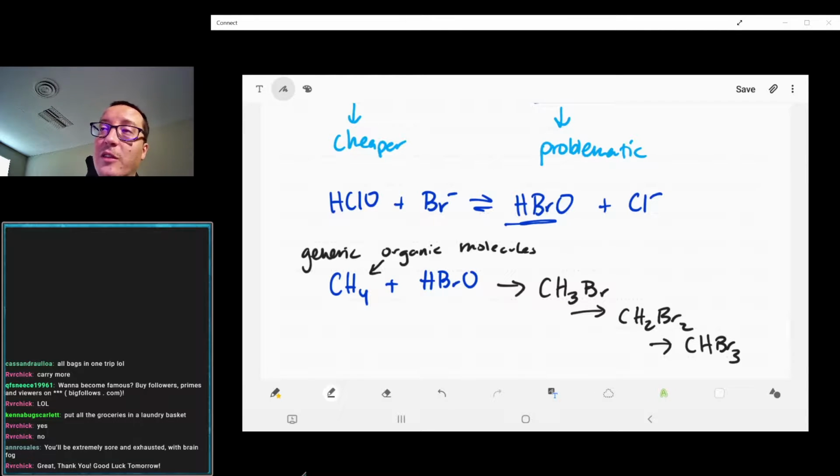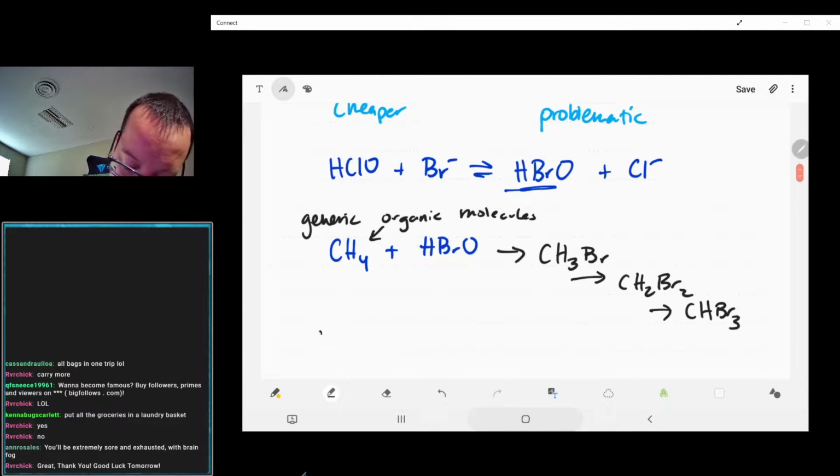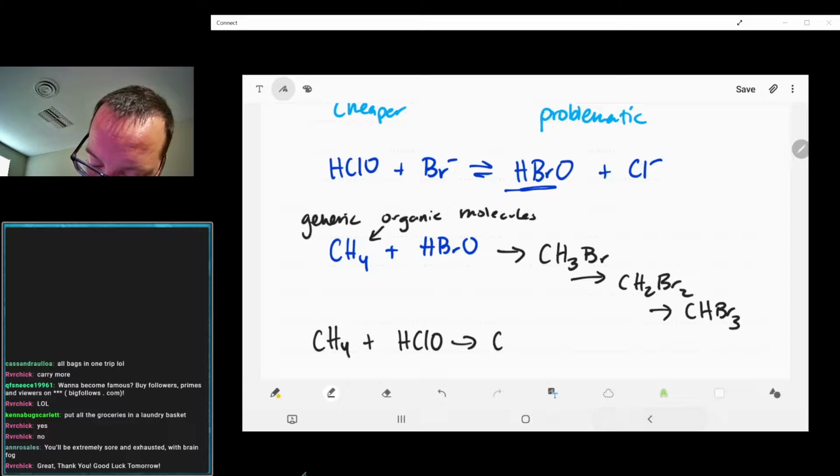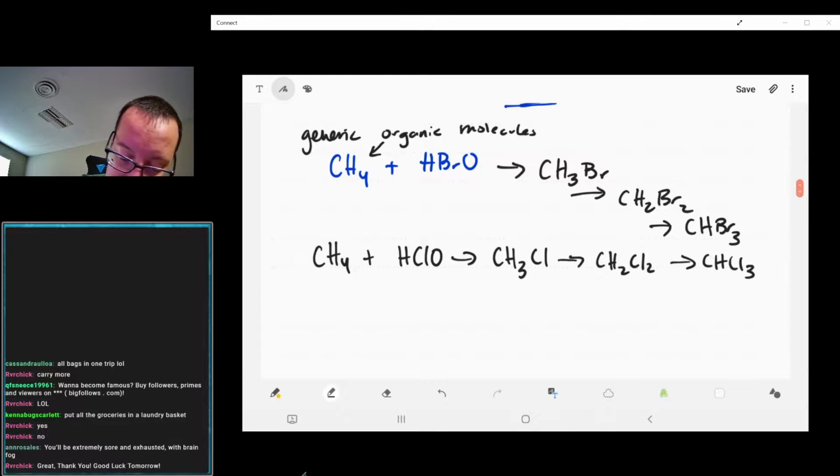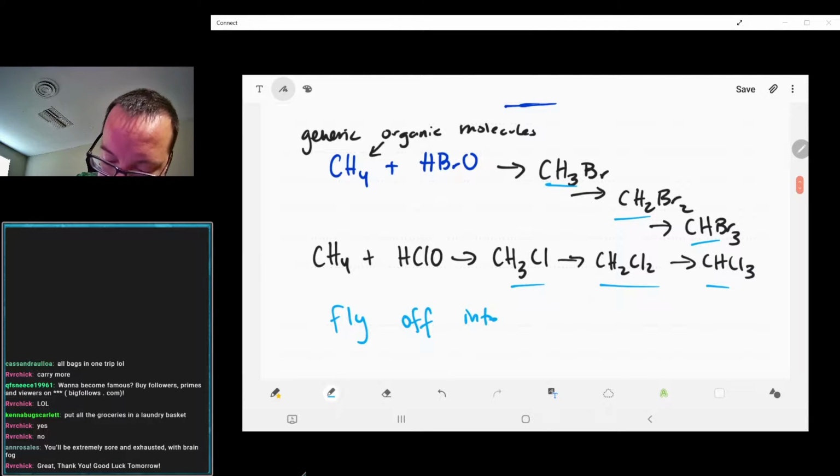It's going to be the same with the chlorination. This can form, etc. So we can get all these sorts of halogenated hydrocarbons out there. And guess what? All of these fly off into the atmosphere and kill the ozone.